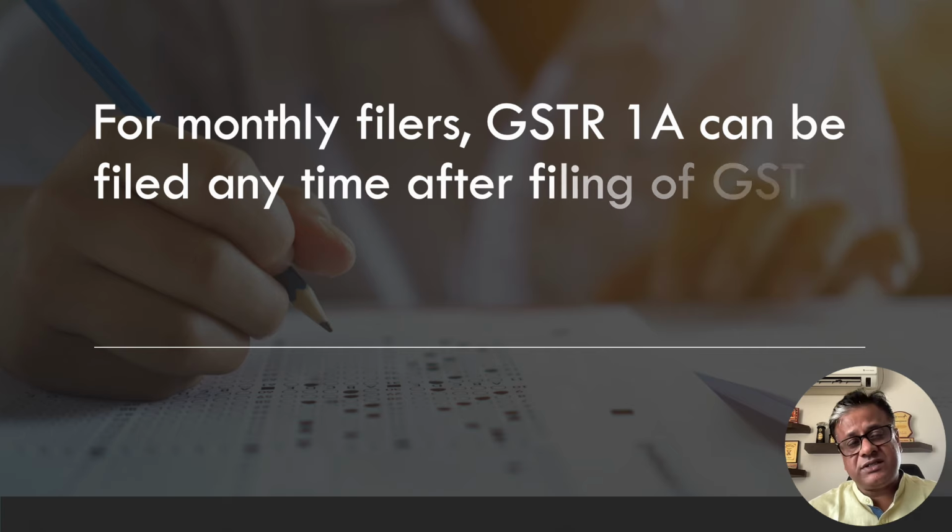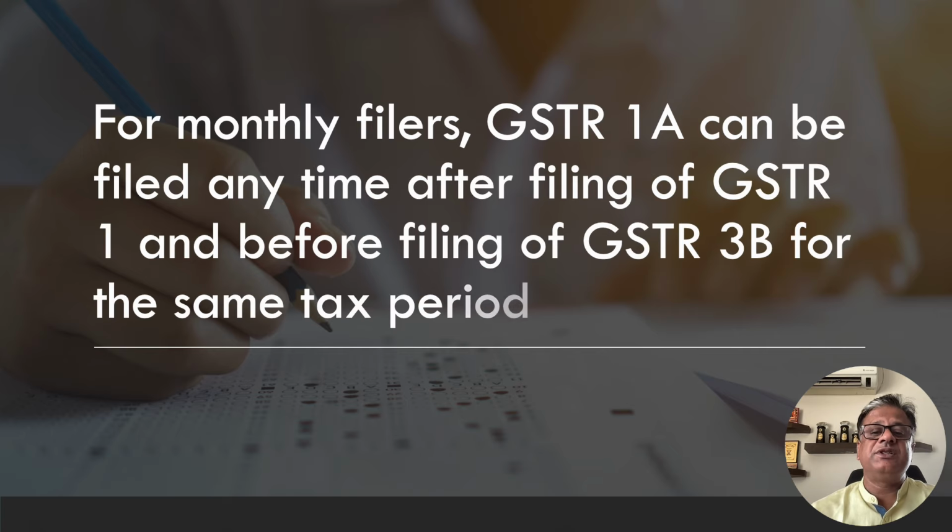So for monthly filers, since GSTR 1 is filed monthly, GSTR 1A also, if any errors are there, can be filed monthly. It has to be filed between the filing of GSTR 1 and GSTR 3B. Then only in the same month's GSTR 3B it will be reflecting.